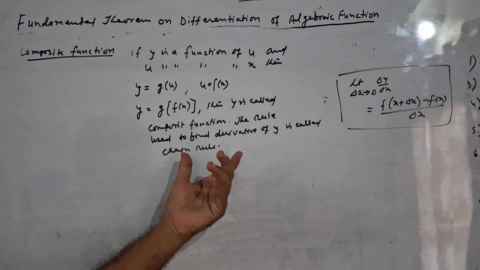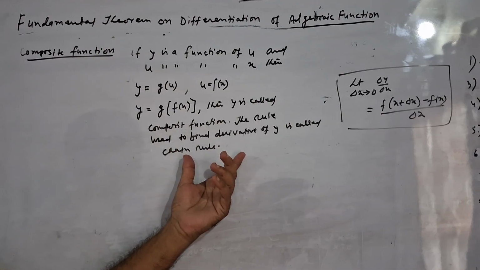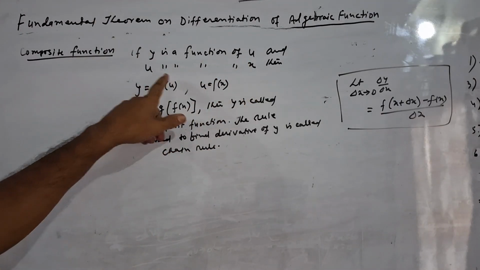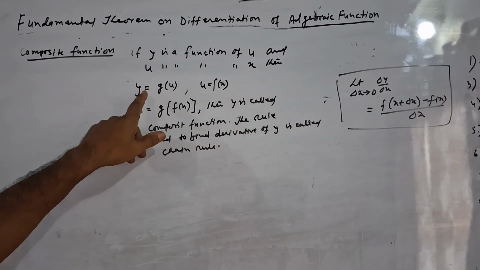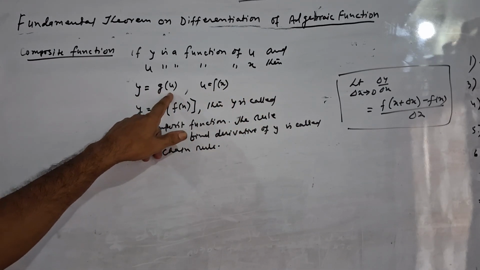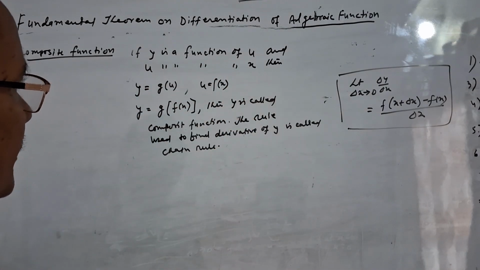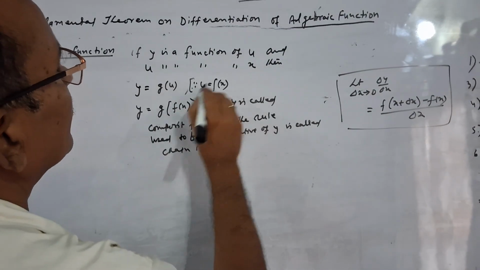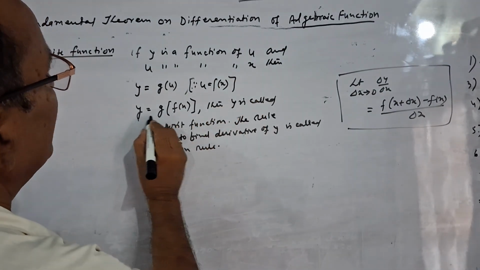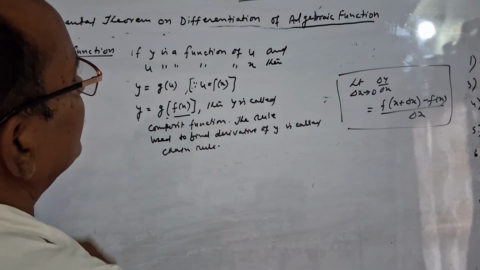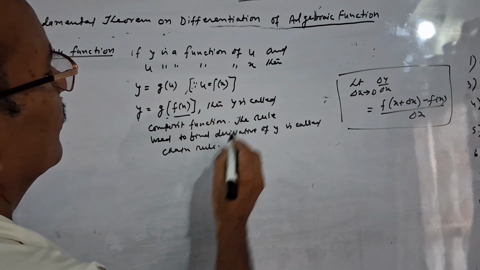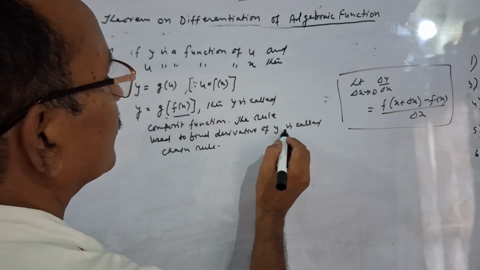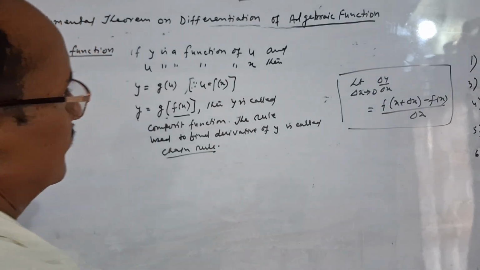Just mind it, learn it, commit it to memory. This line: if y is a function of u and u is the function of x, then we can write y equal to g(u). We have written u is the function of x. Y is called the composite function. The rule used to find the derivative of y is called the chain rule.